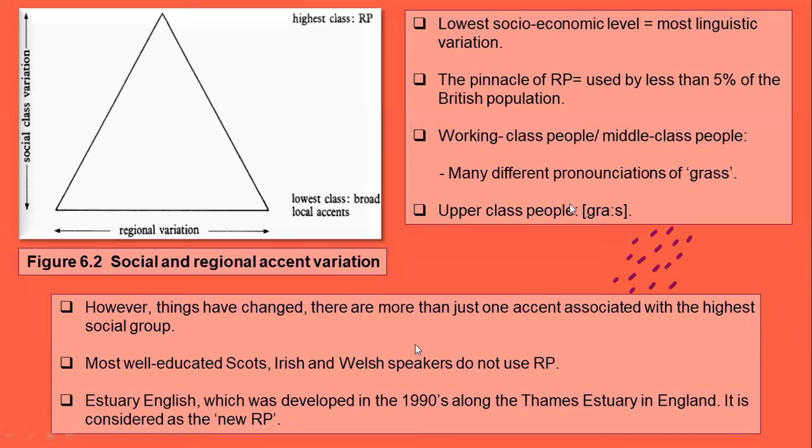What kind of English is estuary English? Where is it on page 148? In the last paragraph. Page 148, yes, the last paragraph. Okay, let's see. Are you sure it's 148? Yes, it's 148.